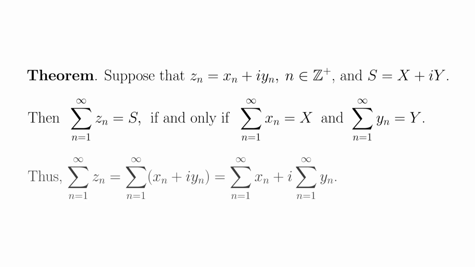This theorem is important since we can write the infinite series of z sub n as the infinite series of x sub n plus i y sub n, or separately, the infinite series of x sub n plus i times the infinite series of y sub n. Now that we are all set up, let us formally start our proof.